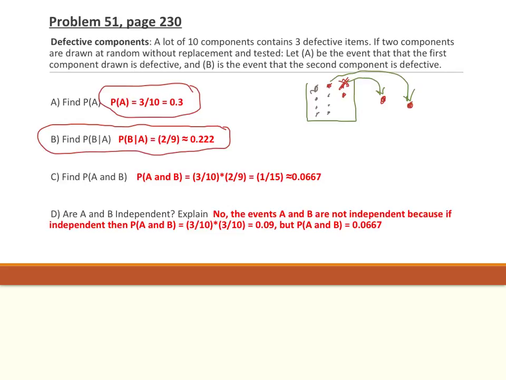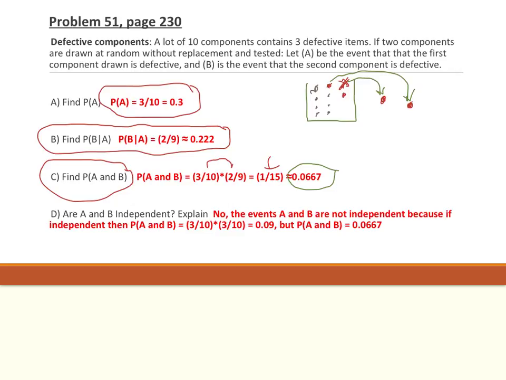And then finally we have the multiplication rule. Find the probability of A and B, which is just the multiplication of the first event, probability of A, times the probability of B given A. So that's these two. And we end up with 1 over 15, which in this case is our final answer of 0.0667.